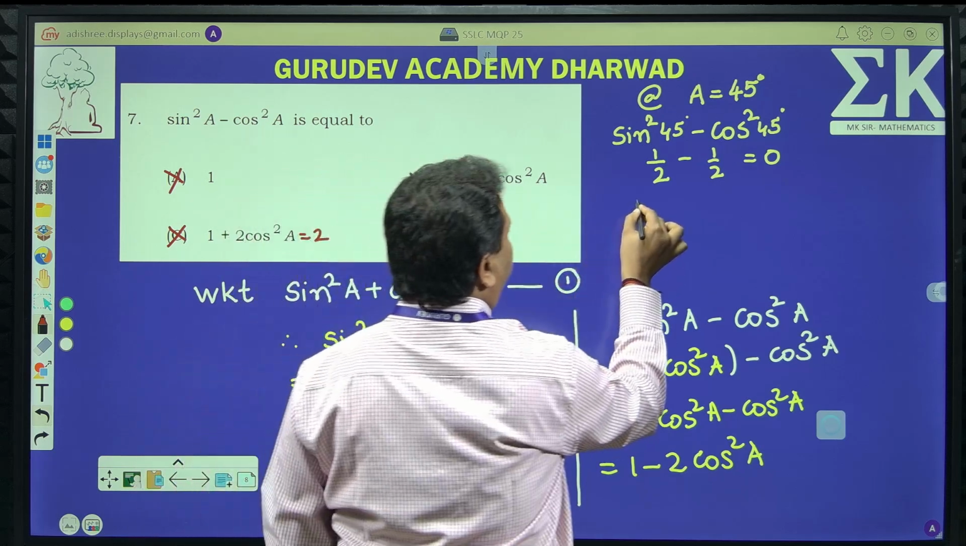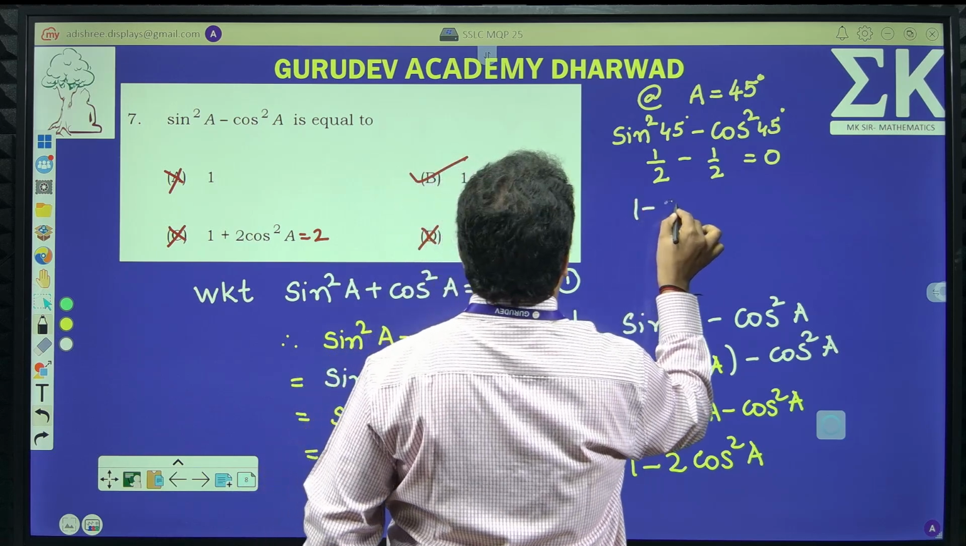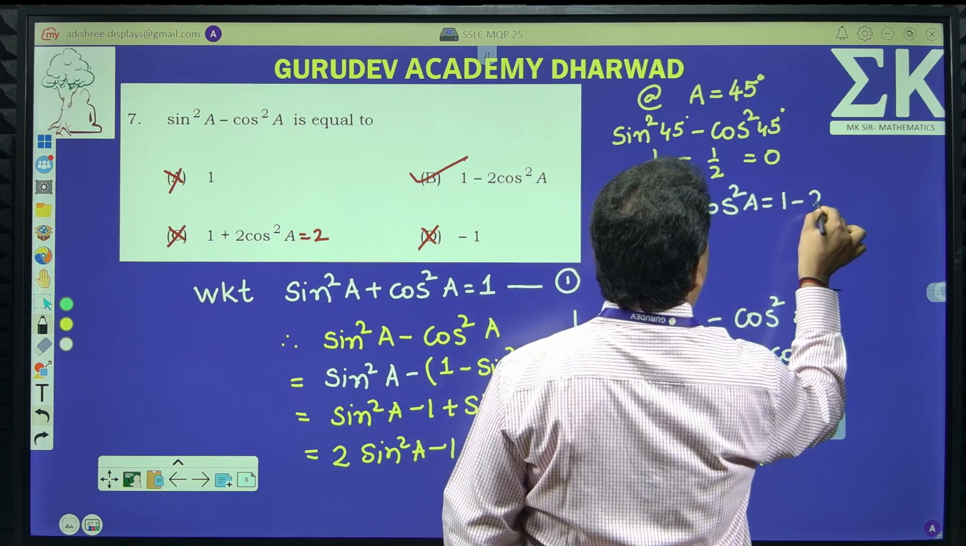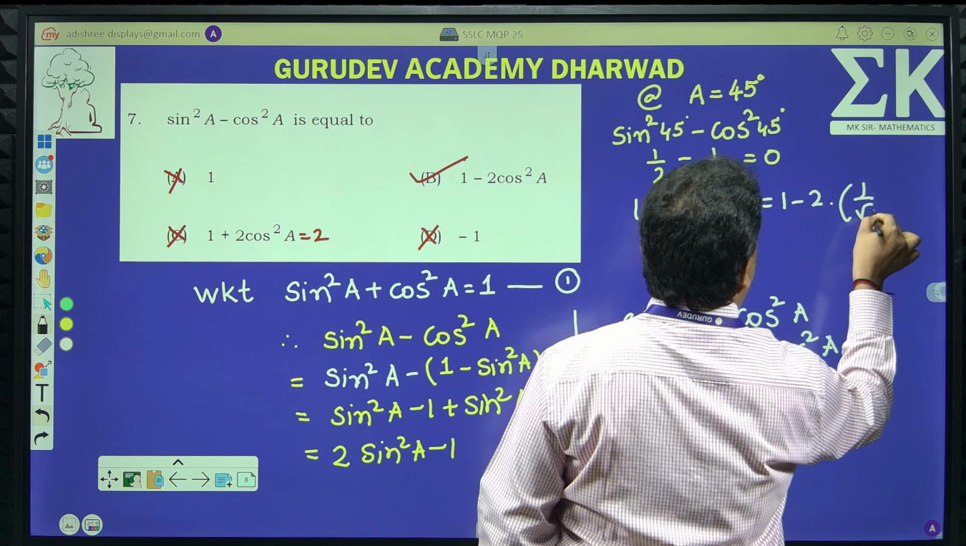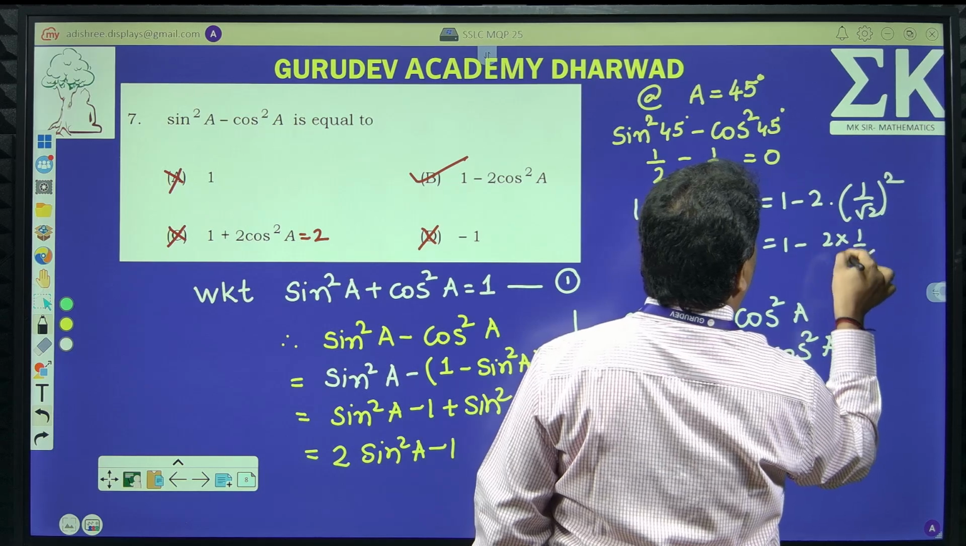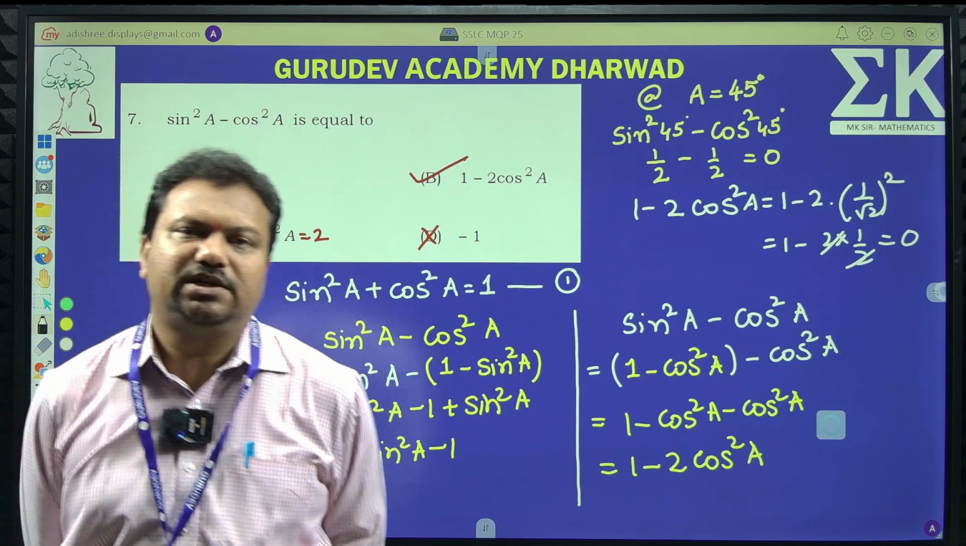1 minus 2 cos square A is equal to 1 minus 2 into 1 by root 2 whole square, so 1 minus 2 into 1 by 2, 2 gets cancelled, 1 minus 1 is 0. Hence once again you can choose the answer as option B.